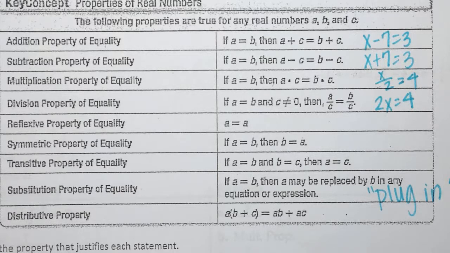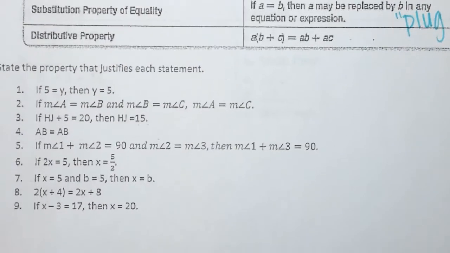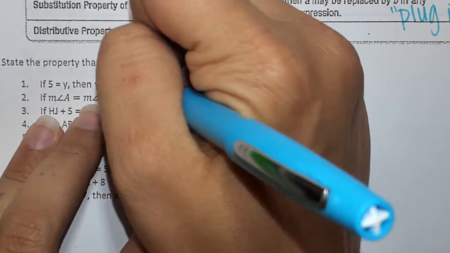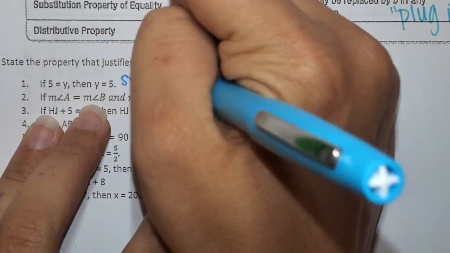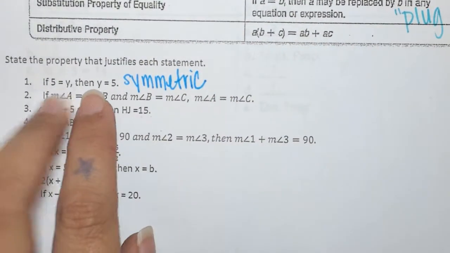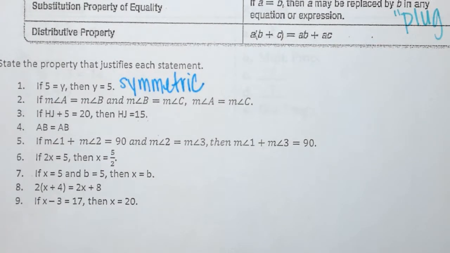Yes. Okay, so what we're going to do for the first part is state the property that justifies each statement. Are we ready? Yes. Let's look at number 1. What do you think that is? It is the symmetric property. Take a point, Tater Tot. Now, it's symmetric because if 5 equals y, then y equals 5. Symmetrically folded up, they touch each other.